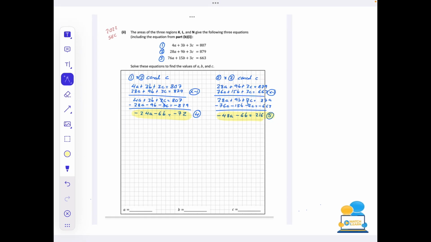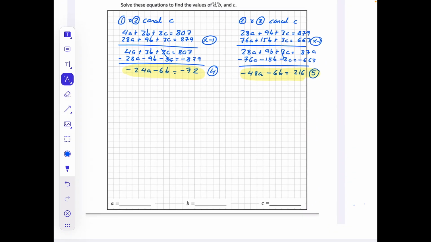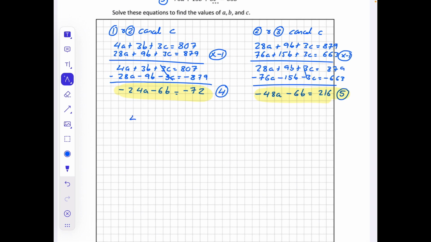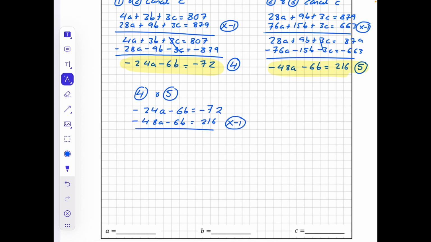So you should notice, I'm copying the steps exactly the same, keeping things nice and organised using my headings. Next, I need to take 4 and 5. And then this is just a junior cert simultaneous equation. So we have minus 24A minus 6B is equal to negative 72. And we have minus 48A minus 6B is equal to 216. Now, the B's here are going to be easier to cancel. They already have the same number in front, but unfortunately the signs are the same. So they don't cancel the way they are now, but I'm going to multiply all the bottom line by -1. So leave the top line alone.